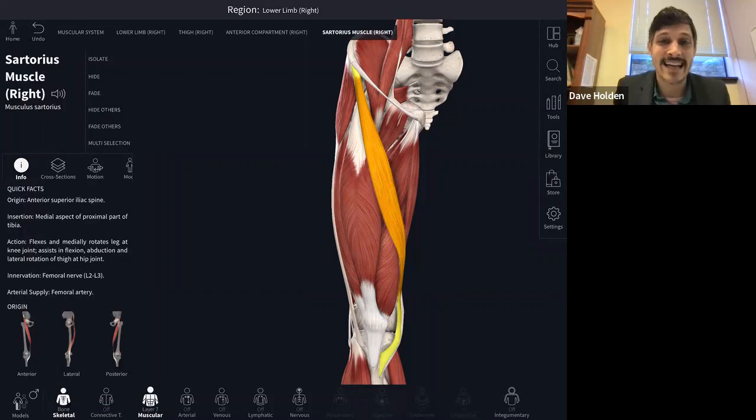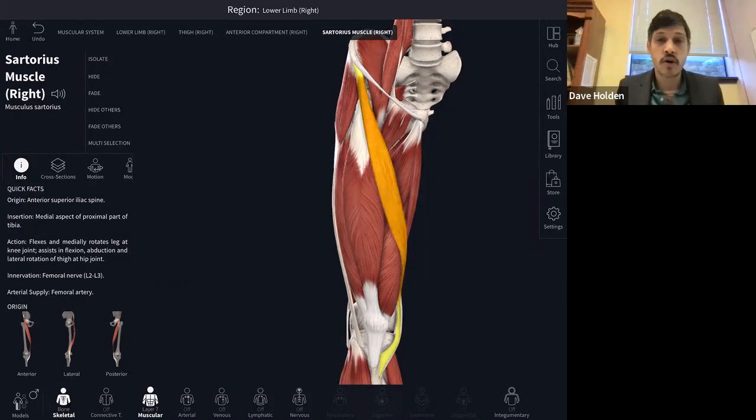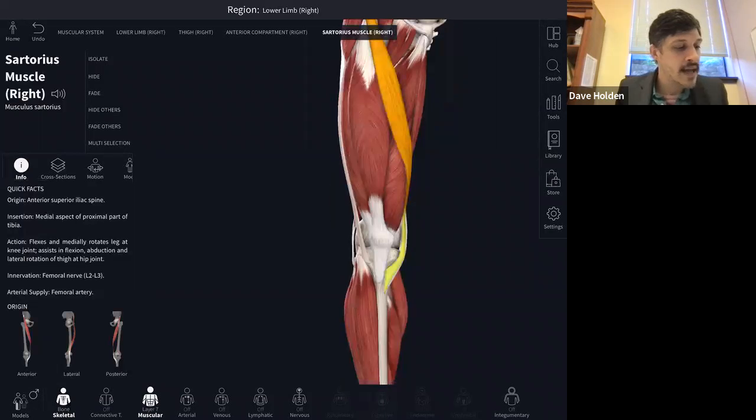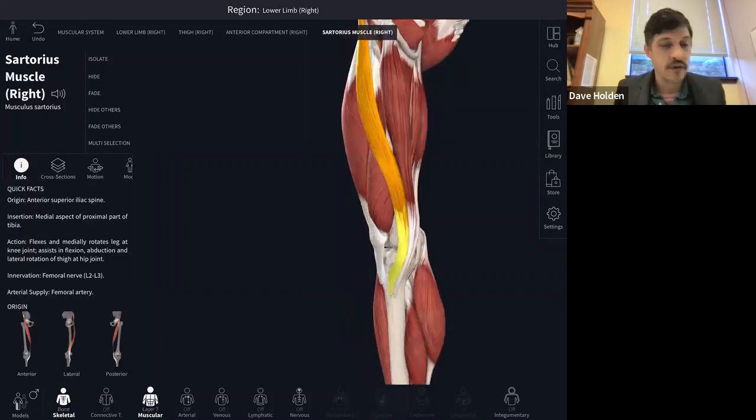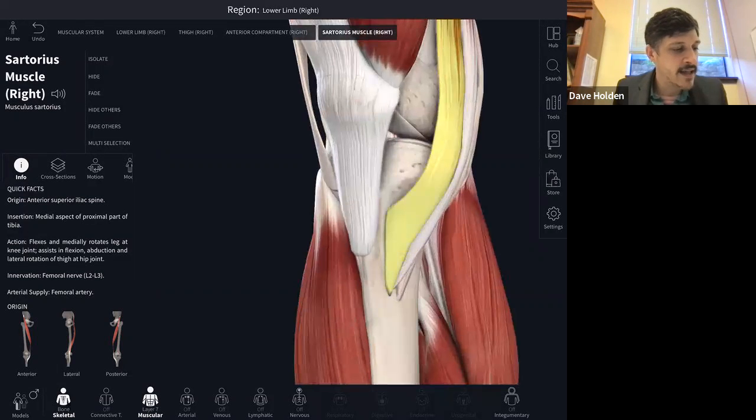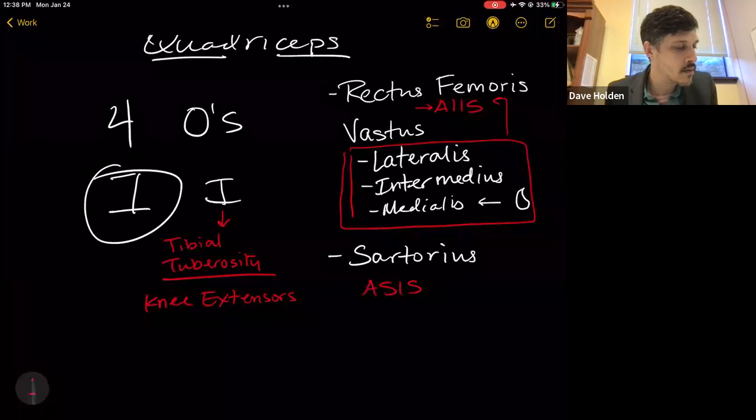Sartorius begins on the ASIS, so it starts on the hip. It will cross the thigh diagonally, headed towards the knee. But as it approaches the knee, it starts to curve. It wraps around the medial aspect of the knee and finally inserts on the medial aspect at the pes anserinus attachment site. So sartorius runs from the ASIS to pes anserinus.